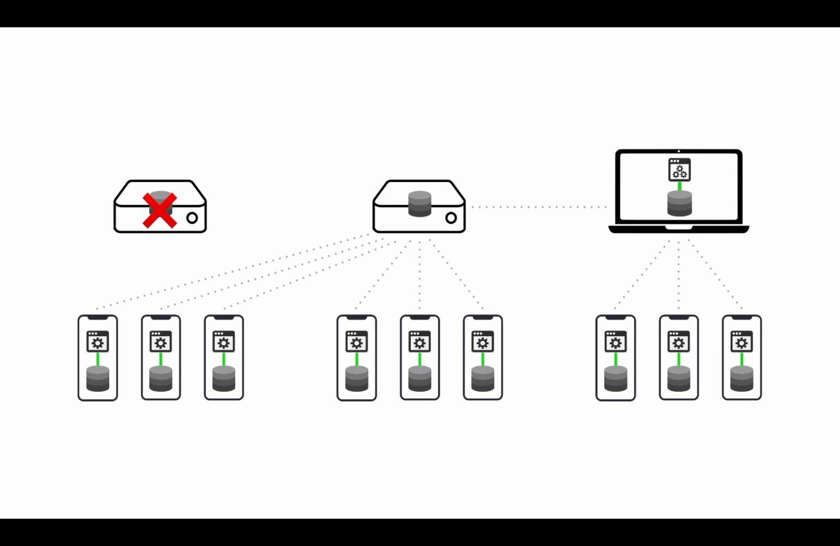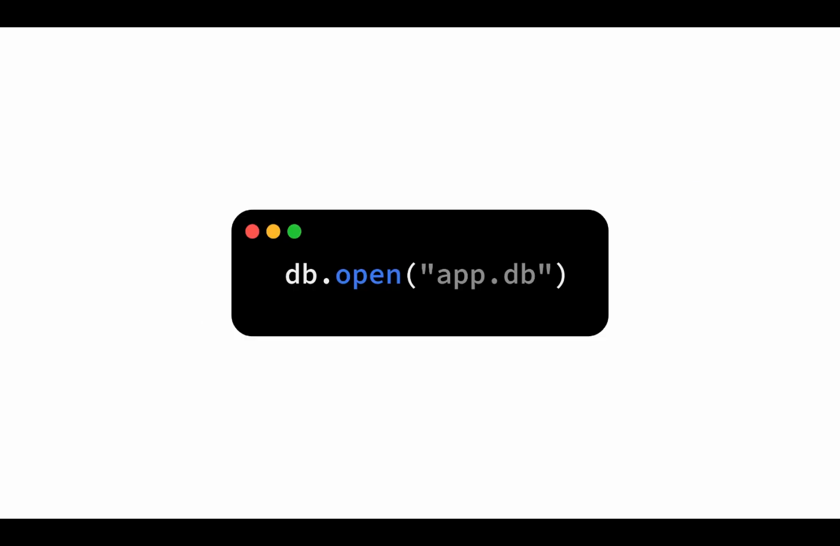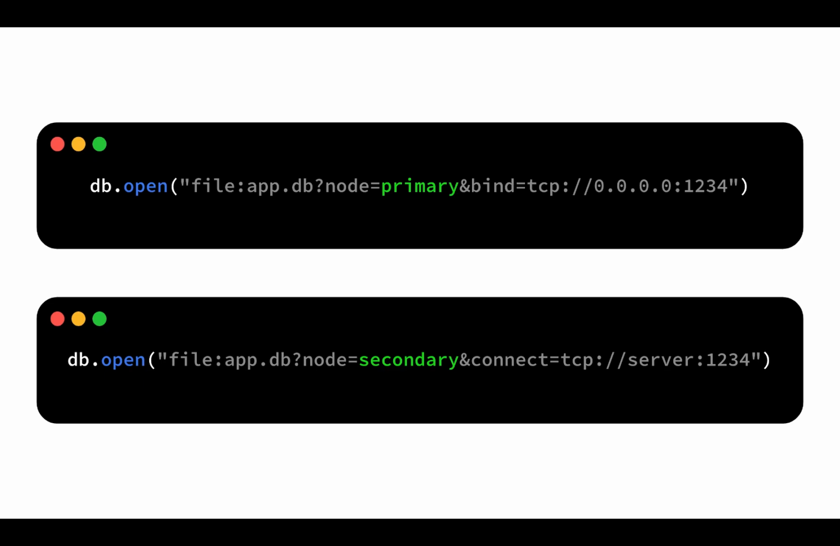But how do we define the type of each node and the connections between them? Very simple. Instead of opening the database with just a path, your application will also inform the type of node and the TCP connection. Normally, we bind to a TCP address on the primary node and connect to it on the secondary nodes. Now, some rules.